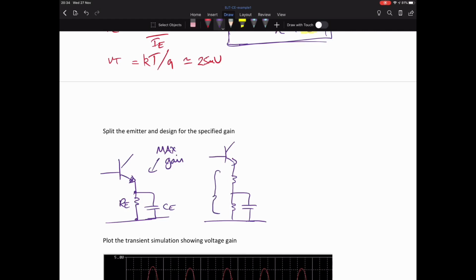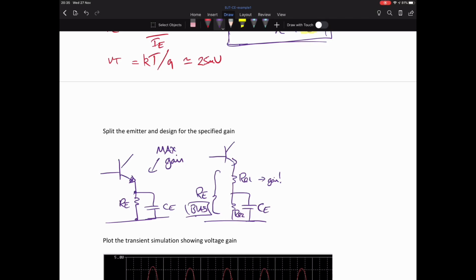RE1 and RE2 together make RE, my bias condition. Together they make the bias, but RE1 and RE2 split. RE2 is short-circuited by the capacitor, and RE1 sets the gain. So we've now divorced the gain from the bias, which is exactly what we wanted to do. So the split emitter allows us to do this.